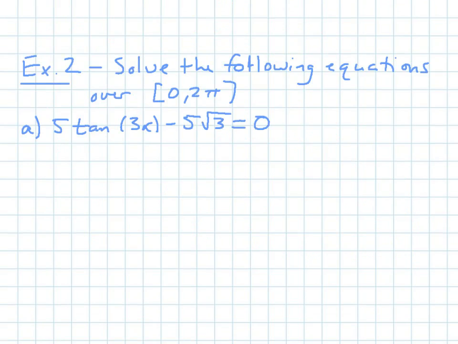For the next example, now we start having problems where you have a number or a period change inside the x value. Okay. Now, at the beginning, you don't change any of your thought process for this. So I still want to solve for tangent like I did normally. So here I want to add 5 square root of 3 over to the right because there's no other tangent, so I can get this one isolated by itself.